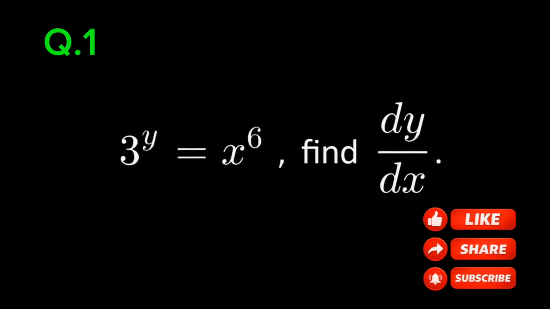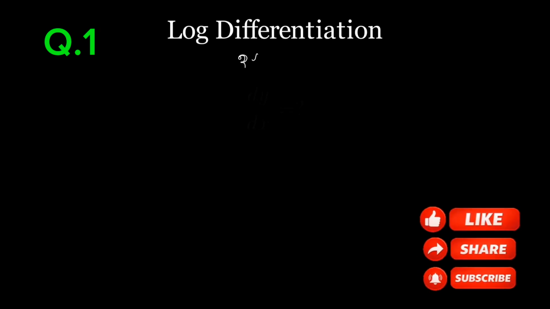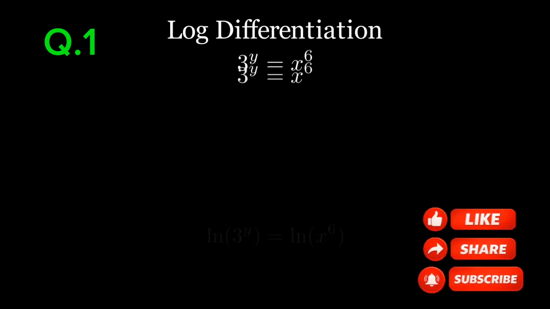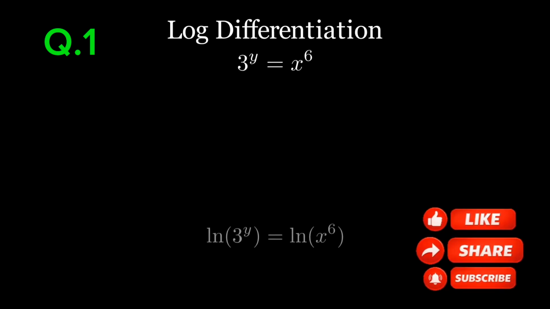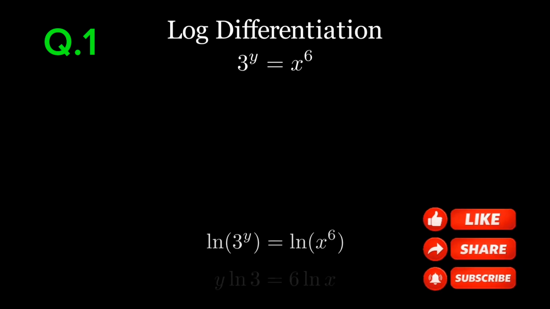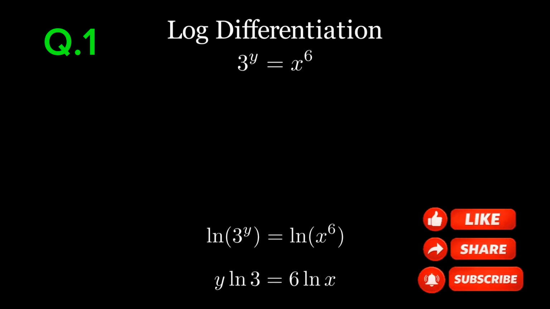Today we'll solve a logarithmic differentiation problem step by step. We are given 3 raised to the power y equals x to the power 6. So we start by taking natural log on both sides. Using log rules, the equation becomes y times ln 3 equals 6 ln x.